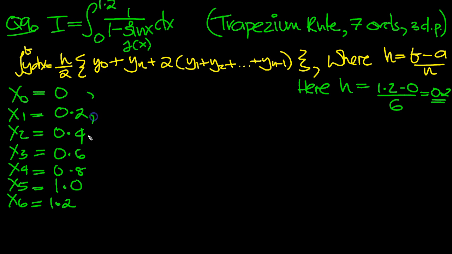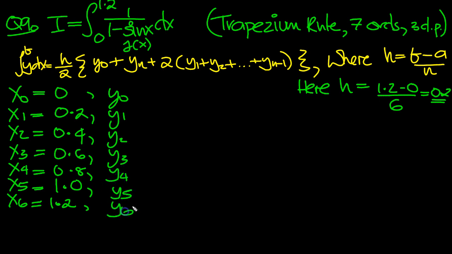And now we need the y's. So we need y0, y1, y2, and lastly y6. We need all of these. So the first one's easy to work out, isn't it? Because it's 1 over 1 minus sine 0. Sine 0 is 0, so 1 over 1 is 1. So that's easy. But I'm just going to allow that to be f of x now to save some time.